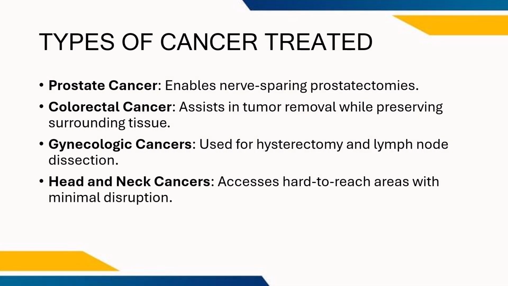Now let's talk about what types of cancer can be treated through the RAS approach in oncology. The first is prostate cancer, enabling nerve-sparing prostatectomies. Next is colorectal cancer, which assists in tumor removal while preserving surrounding tissue. Gynecologic cancers: used for hysterectomy and lymph node dissection. Next are head and neck cancers, which assists with hard-to-reach areas with minimal disruption.